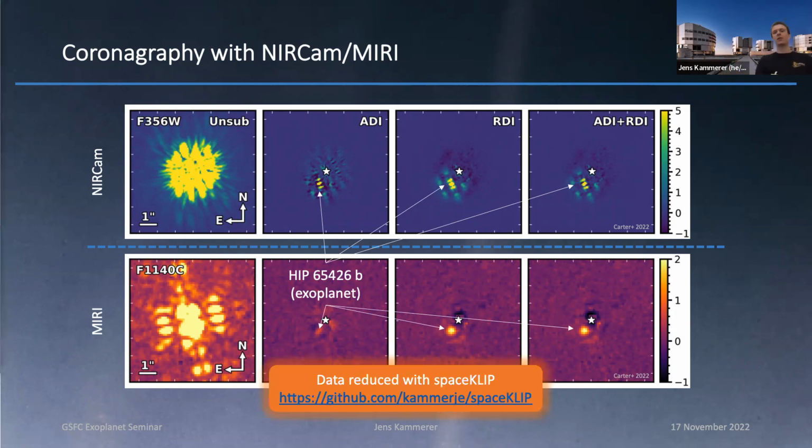Also, as part of the ERS program, we have developed a data reduction pipeline, which is publicly available on GitHub and called SpaceKLIP, and which basically allows you to go from the raw James Webb data to these finally PSF subtracted images. And it also lets you explore the properties of your companions.